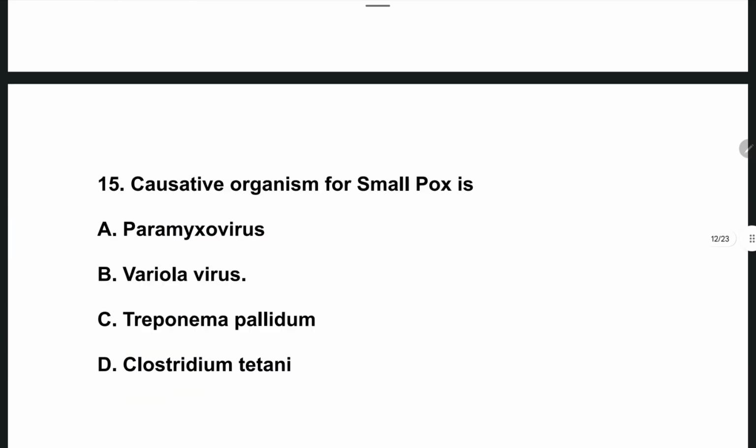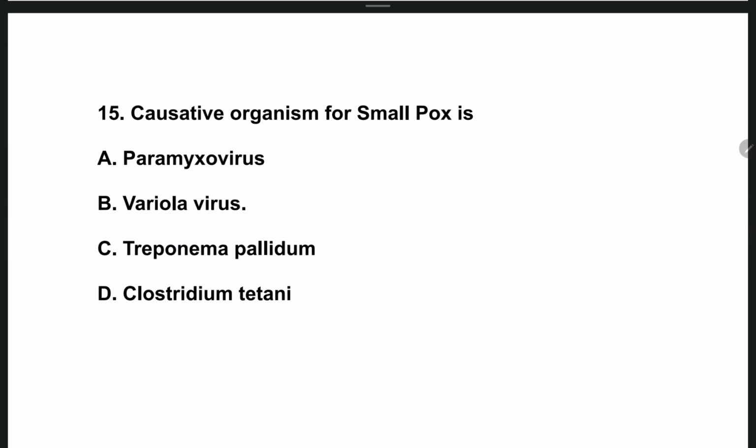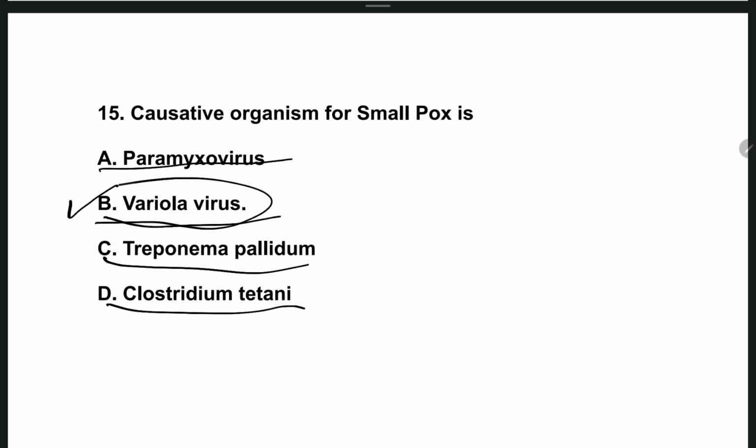So the next question is, causative organism for smallpox. Options are paramyxovirus, variola virus, treponema pallidum, clostridium tetani. The right one is option B, variola virus. So variola virus is the cause for smallpox.